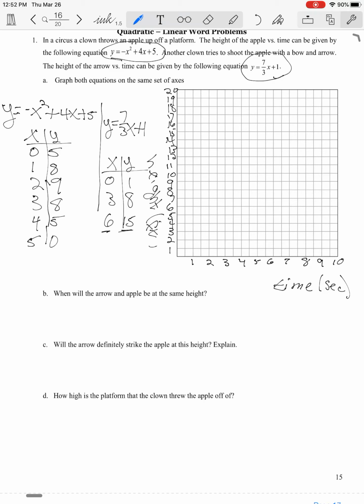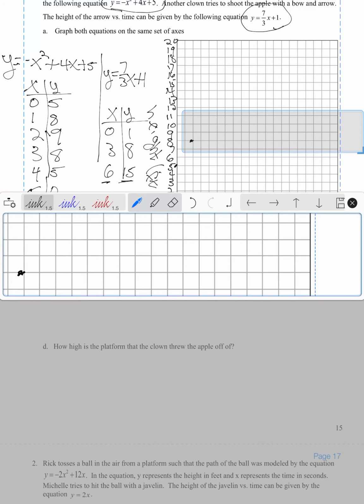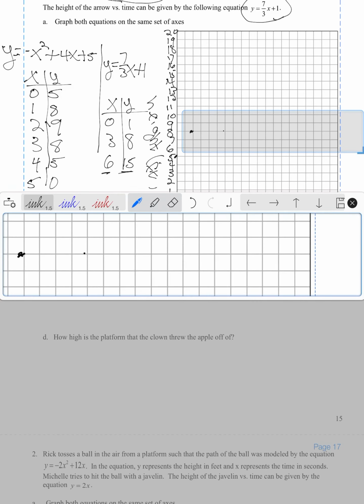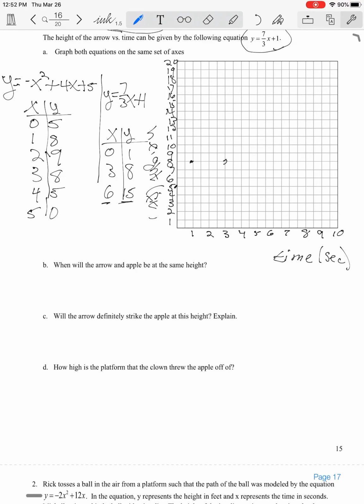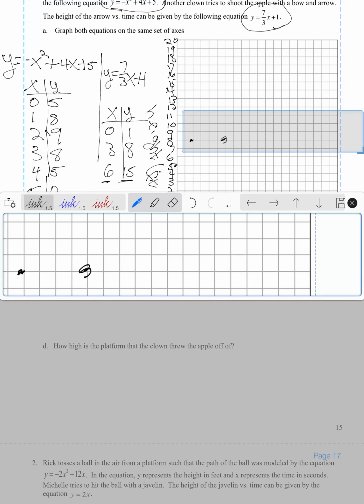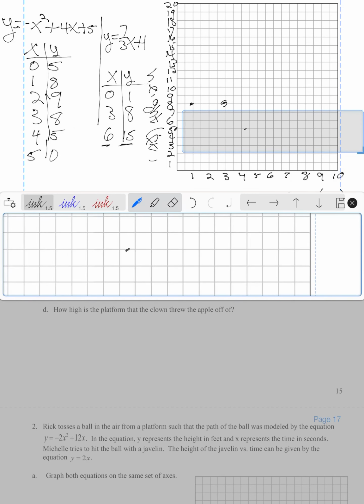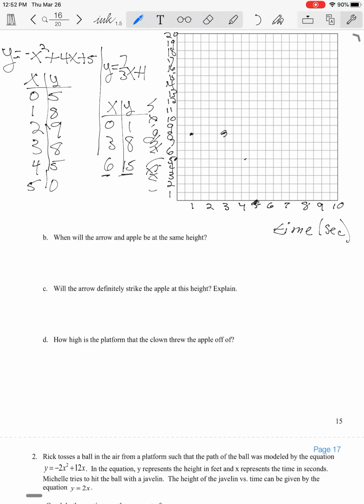I'll start with the parabola. I'll have (0, 5), (1, 8), (2, 9). I'll go to (3, 8). Here's my (2, 9), my (3, 8). I'll go to my (4, 5), and (5, 0). Now I'll connect my parabola as best I can.